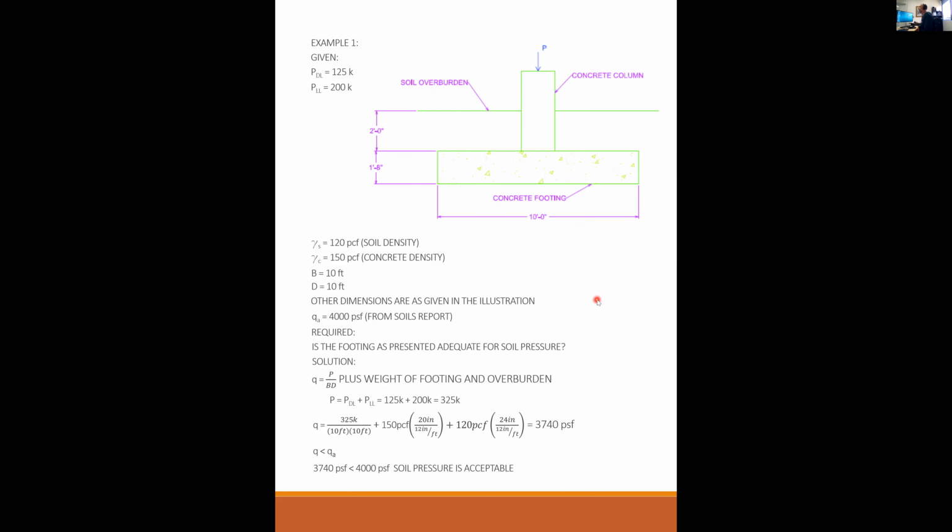Does anybody know how bad this settlement thing can get? Any ideas? Anybody know some famous examples? The Leaning Tower of Pisa, the world's most famous example of differential settlement. Absolutely. You guys know the story of the Tower of Pisa?